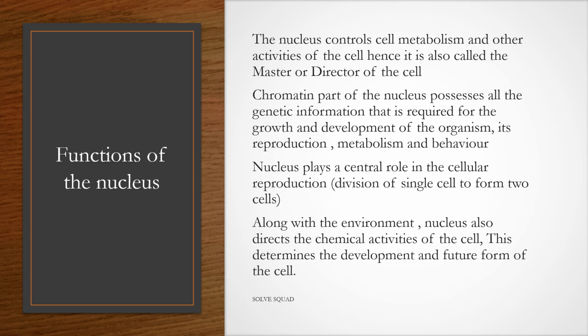It also has the chromatin material. So this chromatin possesses all the genetic information that is required for the growth and development of the body as an organism, its reproduction, metabolism, and behavior. It also plays a central role in cellular reproduction, that is, the division of a single cell to form more cells. The nucleus also directs the chemical activities of the cell, which determines the development and future form of the cell. It also helps in transmission of hereditary traits from parents to offspring by genes.